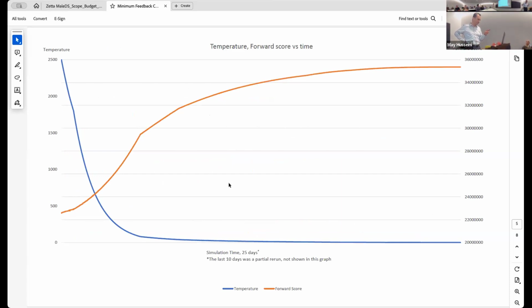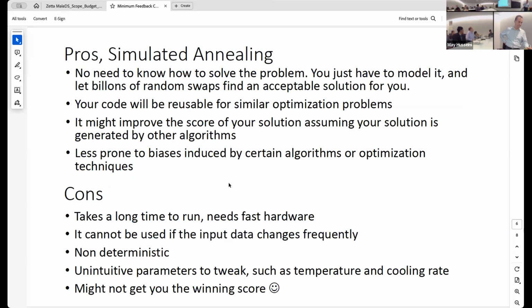This is a graph that shows the score, which is the forward score, the orange line, and in blue it is the temperature, which goes from 2,500 to 0. The horizontal axis represents time, which in this case is about 25 days. There are 10 days I backed up, where I reran the last 2 degrees. It's not shown in this one, but it doesn't matter because the score is pretty much the same as what I achieved.